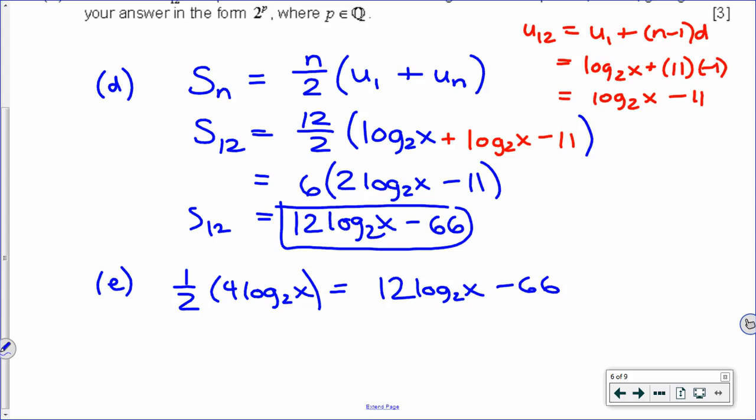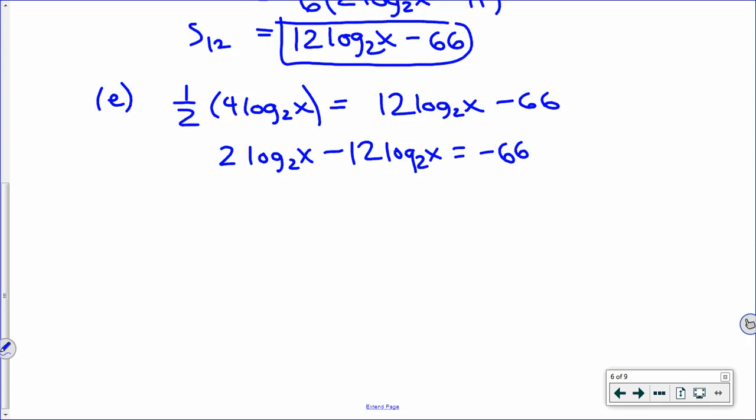And now we're just trying to solve a log equation. So half of 4 here is 2 log base 2 of x. And I'm going to bring over the 12 log base 2 of x and get the logs on the same side. I can see that this is negative 10 log base 2 of x. I'm going to divide both sides by that negative 10, try to isolate my log. So it's 6.6. And then I'm just going to rewrite this to solve a log equation.